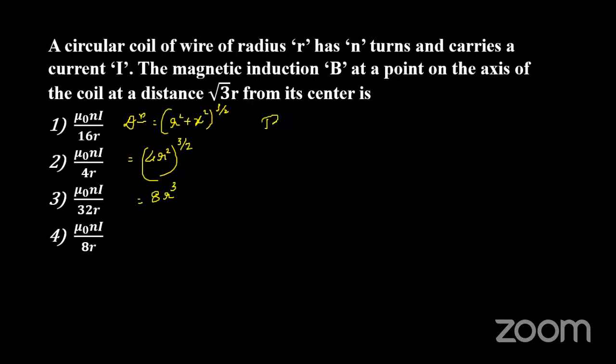Taking the root gives 2r. 2 cube will be 8r cube in the denominator. Now what is the expression? B equal to mu naught over 4 pi, 2 pi n I, or here there is n so let us keep n, I divided by 8r cube. What cancels? 2 pi and 4 pi cancel and 2 remains. Mu naught n I by 16r comes, which is option 1.